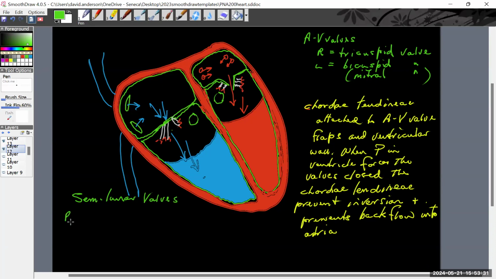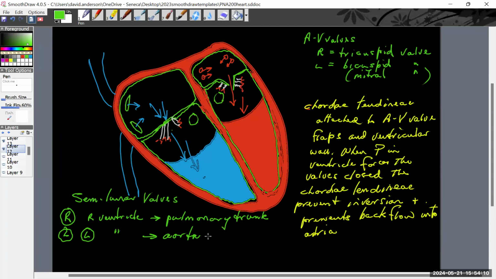So the right semilunar valve is from the right ventricle to the pulmonary trunk. And remember, the pulmonary trunk was going to branch into right and left pulmonary arteries to go to the lungs. The left semilunar valve is the valve that is between the left ventricle and the aorta, and that's going to ultimately result in delivery to all the cells and tissues of the body.